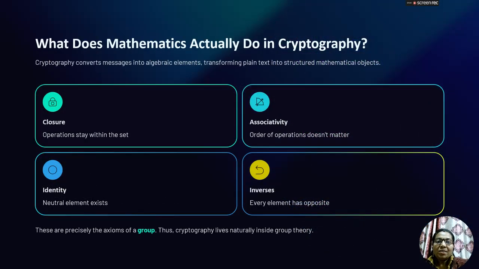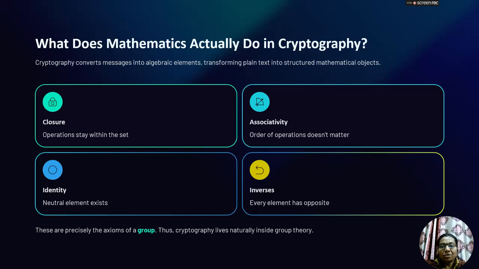The first thing is we are going to see what mathematics actually does in cryptography. Basically, in modern algebra, we have four important concepts in groups: one is the closure property, another is associativity, then identity, and inverses. Even school children know about these four properties. They are very important and used in modern algebra. But we don't know how they are really applied in cryptography.